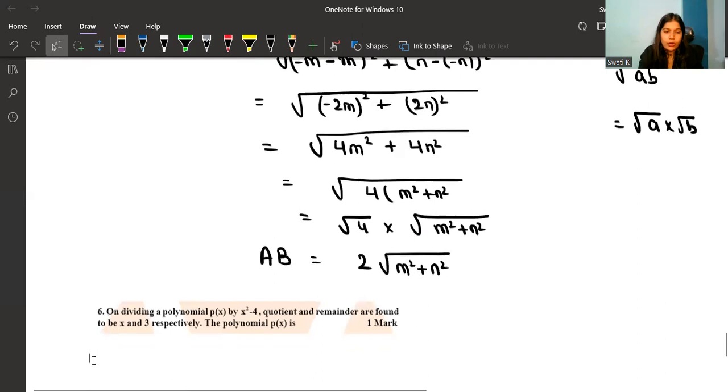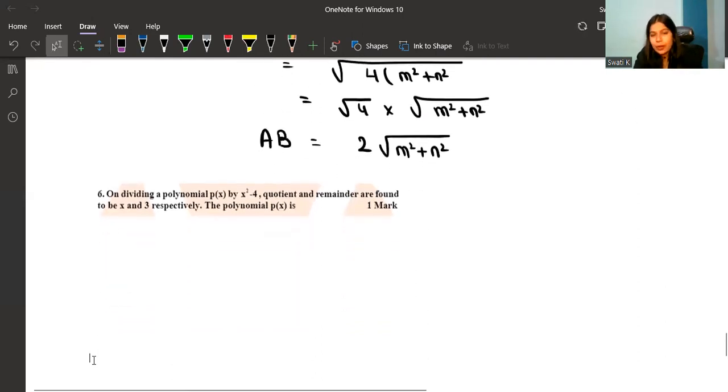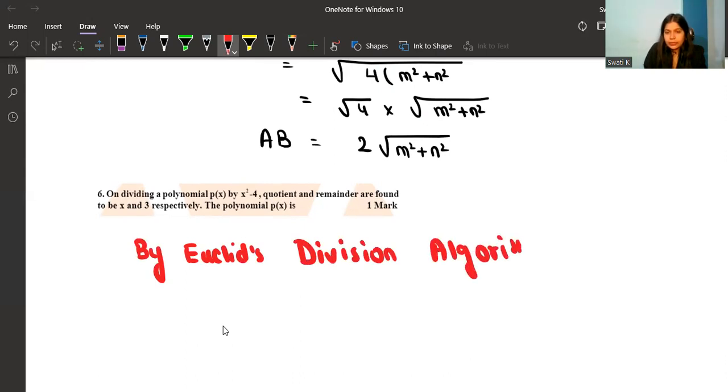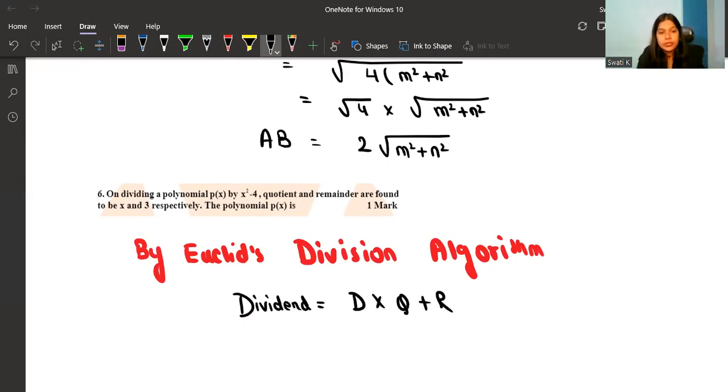This is our next question. On dividing a polynomial p(x) by x square minus 4, the quotient and remainder are found to be x and 3 respectively. We have to find out the polynomial. Okay, so first we know that there is Euclid's division algorithm formula. By Euclid's division algorithm, we know that dividend is equal to divisor into quotient plus remainder, right? This is by Euclid's division algorithm.